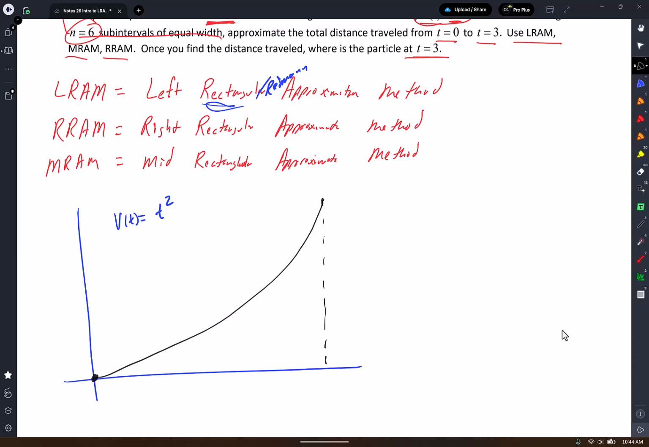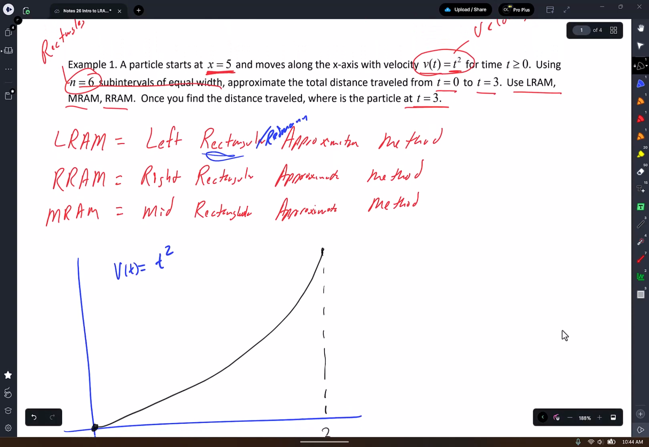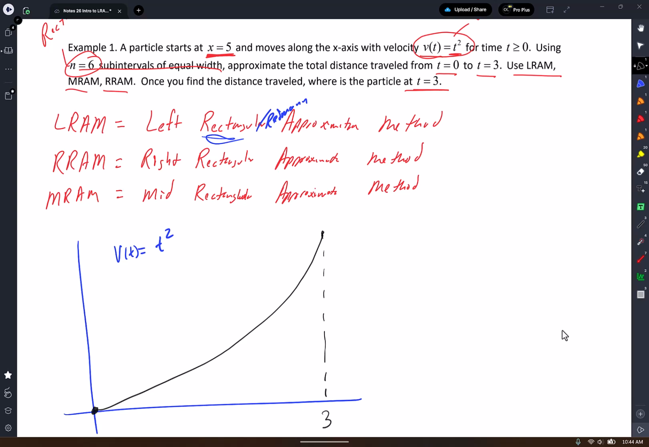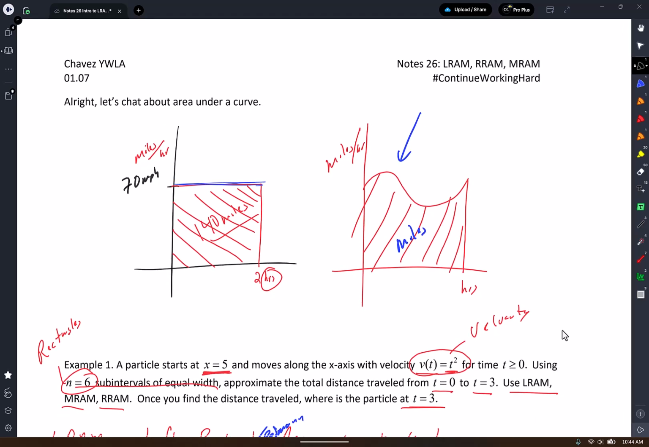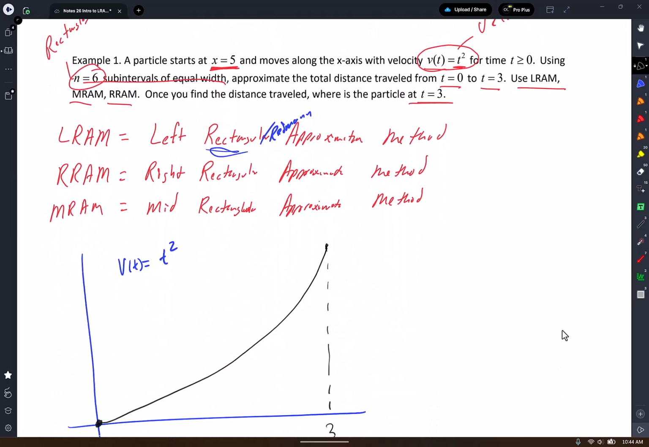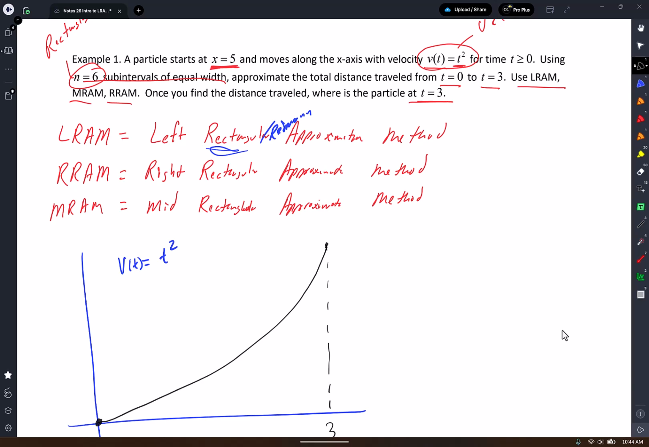Here's t equals 3. I don't have any units on this. It didn't tell me units. And it wants me to find the area under the curve, because the area under the curve will tell me how much distance I have traveled. That's what you guys told me up here, right? The area under the velocity curve tells you the distance traveled? Yeah. Okay.